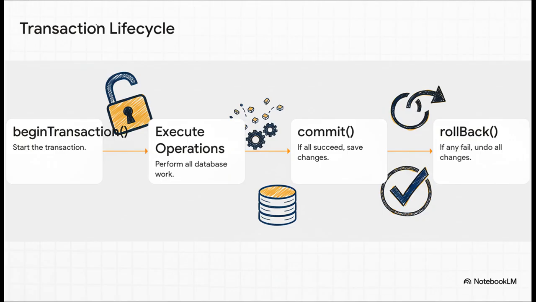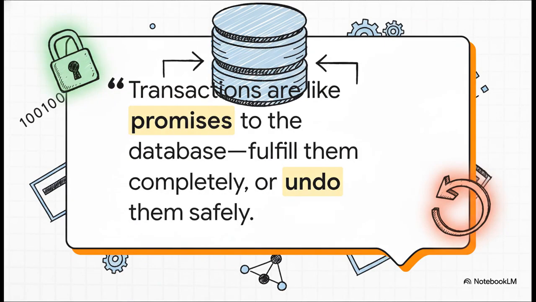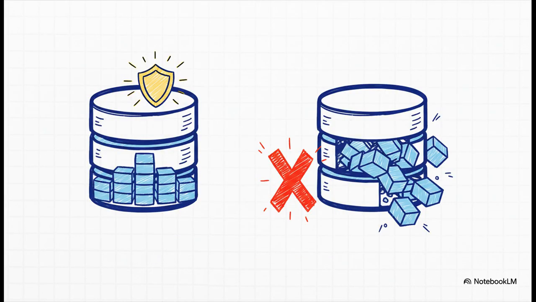The database just reverts to how it was before you started. It's an amazing safety net. I love thinking about it like this. A transaction is a promise you're making to your database. You're saying, look, I'm about to do a bunch of related things. I swear I'll either finish them all or I'll clean up my mess and leave no trace. And that's really what it comes down to. It's about integrity. Transactions are what keep your data honest.